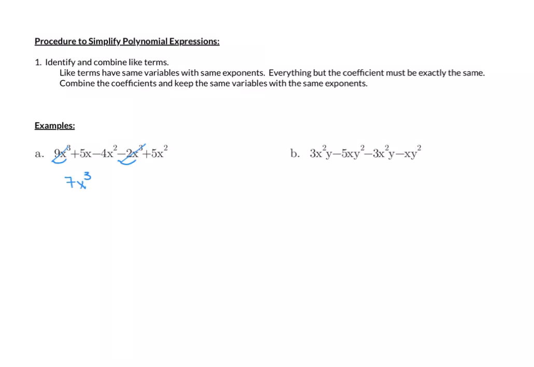Now you can move to 5x, but since I said I want this in descending order, I'm going to come over to my x squareds next. Negative 4x squared plus 5x squared. Negative 4 plus 5 is 1, or just x squared. And then I can bring down my 5x.